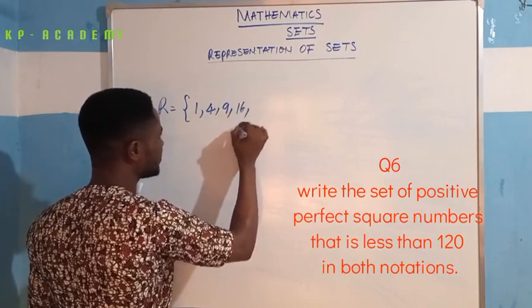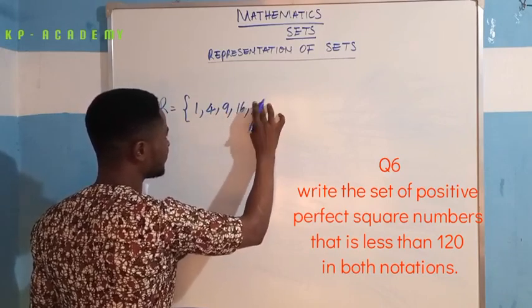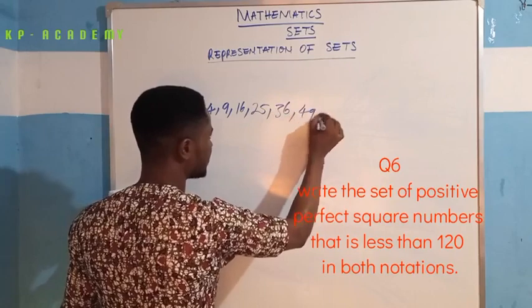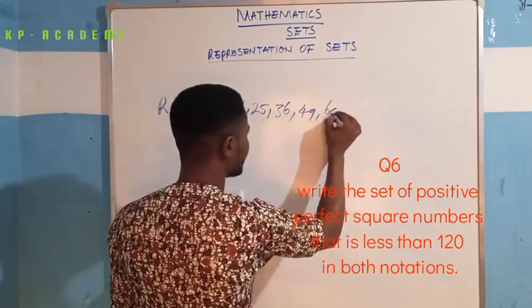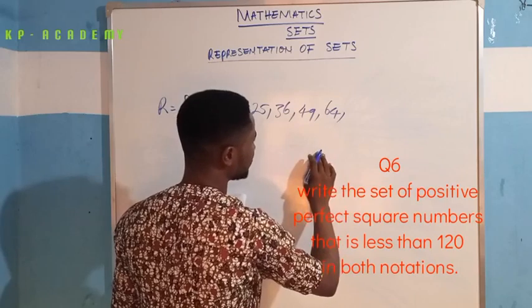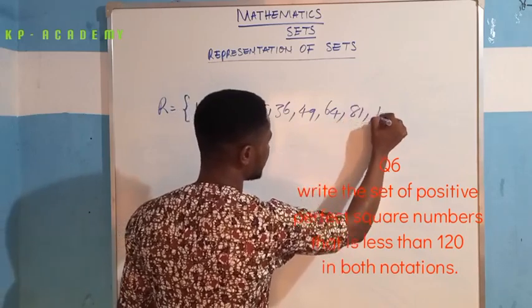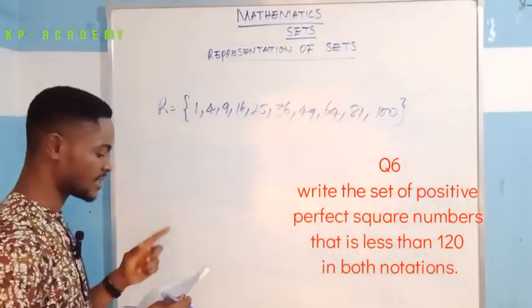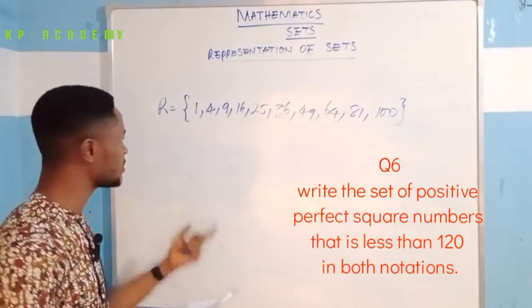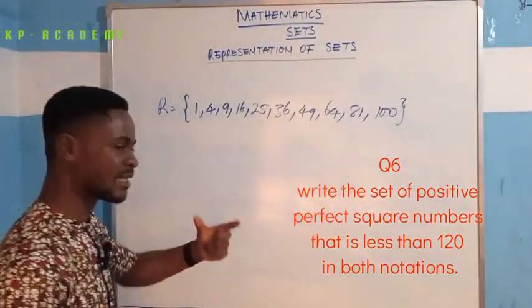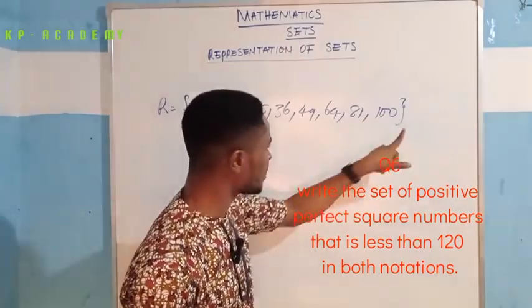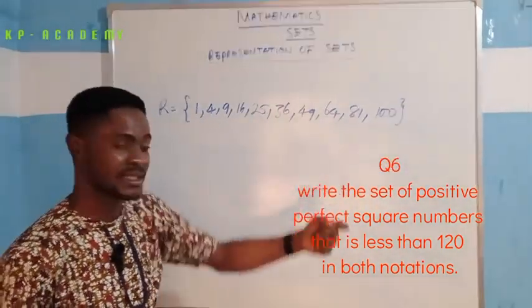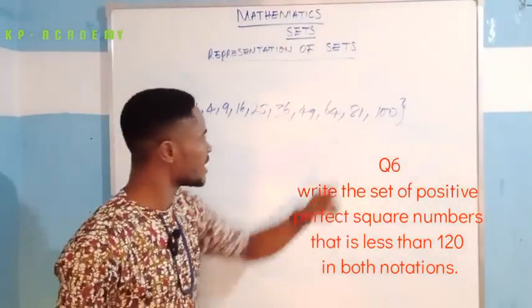4 squared is 16, 5 squared is 25, 6 squared is 36, 7 squared is 49, 8 squared is 64, 9 squared is 81, 10 squared is 100. The set is going to end here because the question said write the set of positive perfect squares that is less than 120. If I had said 11 squared, I would have gotten 121, and 121 is greater than 120, but we want the ones that are less than 120. So that is why we are going to end at 100.